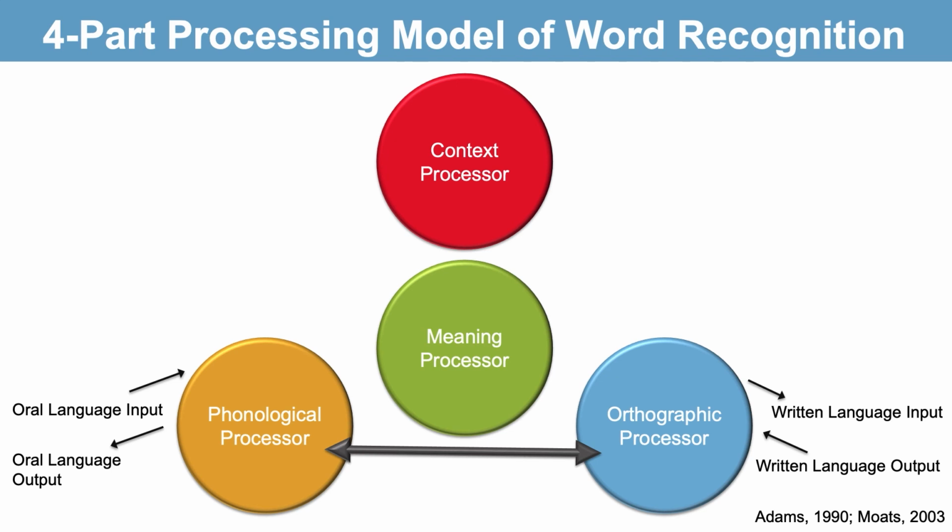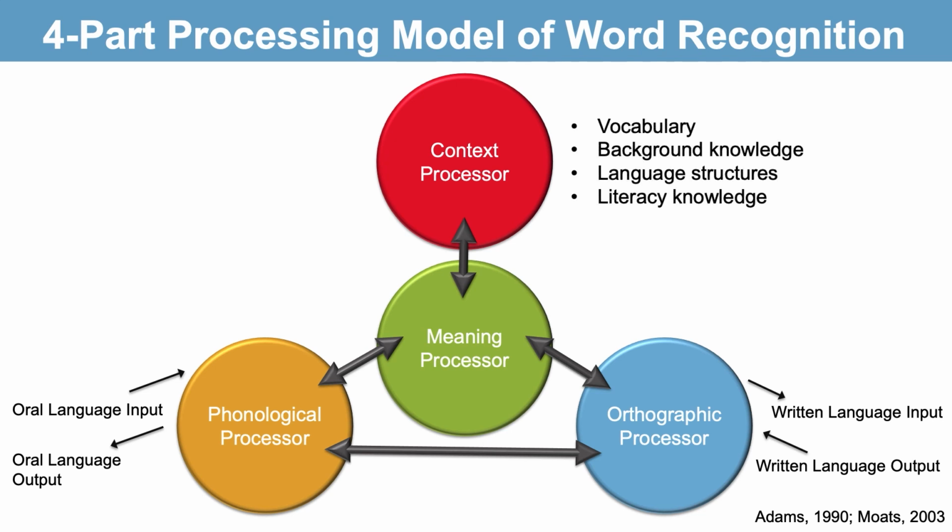In order to recognize words, we can then link to meaning. That meaning is further informed by the context in which we encounter words. We can see that pieces of our language comprehension strand from Scarborough's reading rope inform our context processor and help readers create or extract meaning.